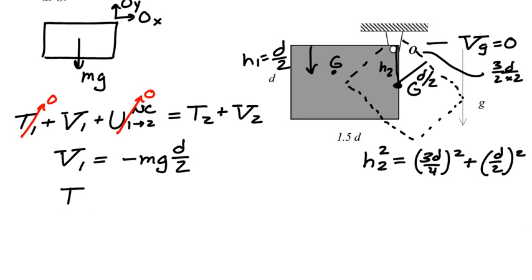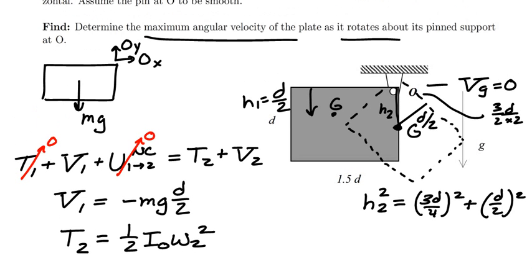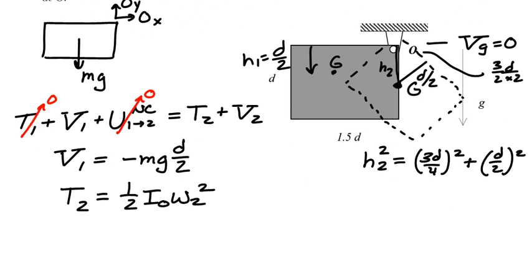The kinetic energy at the second state, if we want to treat it as a state of pure rotation, we can write as 1/2 times I about O of the system times omega 2 squared. And since we want to find the maximum angular velocity, this seems to be a good approach. So if I want to re-expand this, I can write this as 1/2 times I about G plus the mass of the plate times the distance between O and G, which in this state is simply going to be h2 quantity squared.